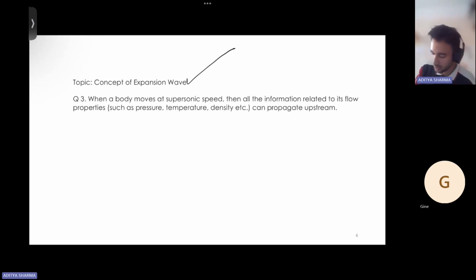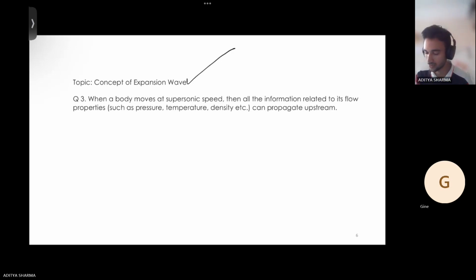So this question says, third question, and it says, when a body moves at supersonic speed, then all the information related to its flow properties, such as pressure, temperature, density, etc., can propagate upstream. Right.